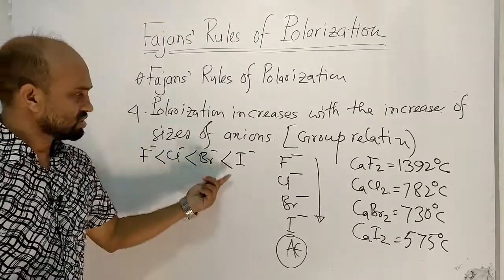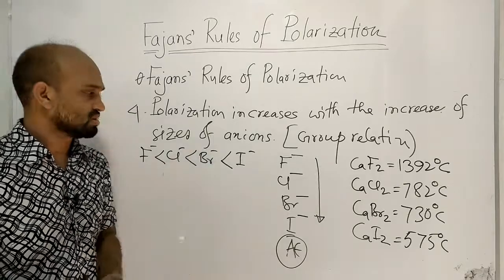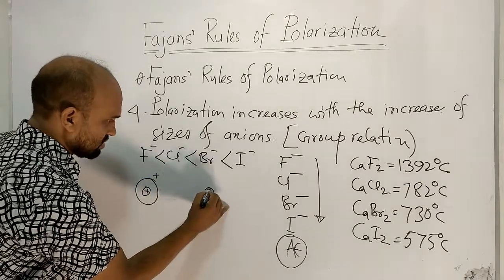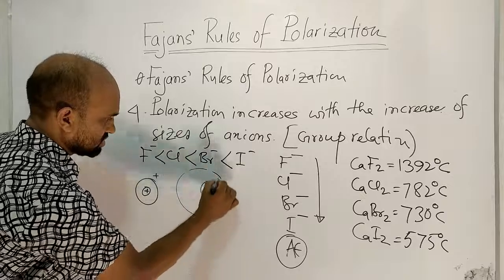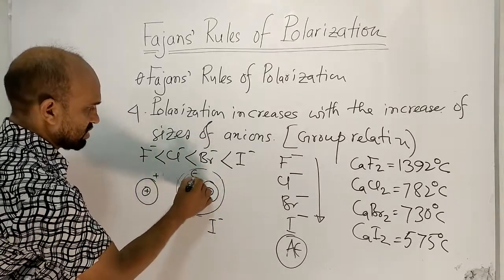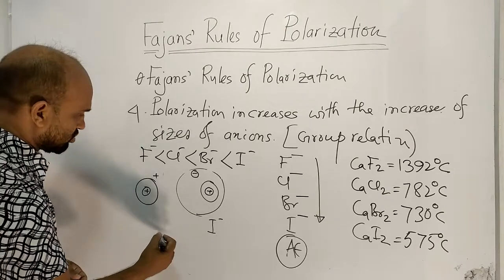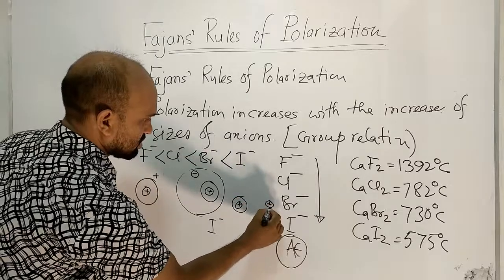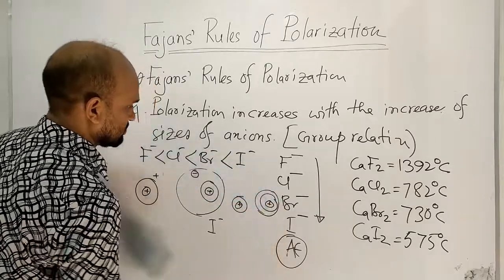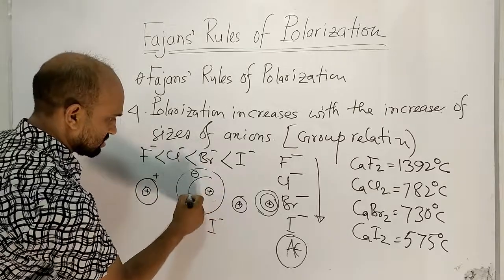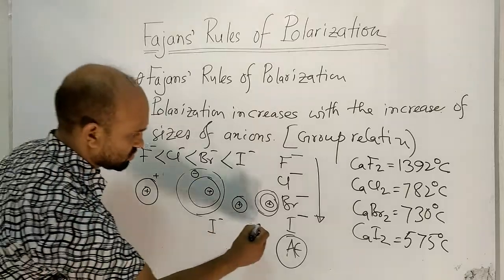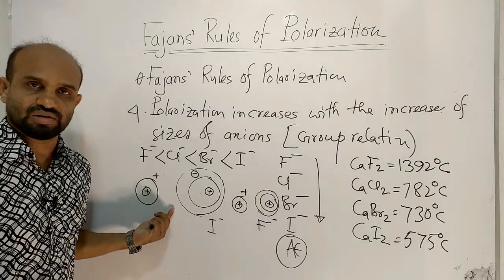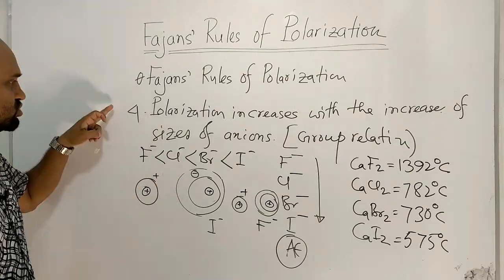Now let's see how this series is supported. Let's consider an anion. This is a cation and this is iodide ion, which is bigger in size. And another one, let's take, that is a cation, and this is an anion, which is fluoride ion, smaller in size. In case of iodide ion, polarization increases according to rule number 4.